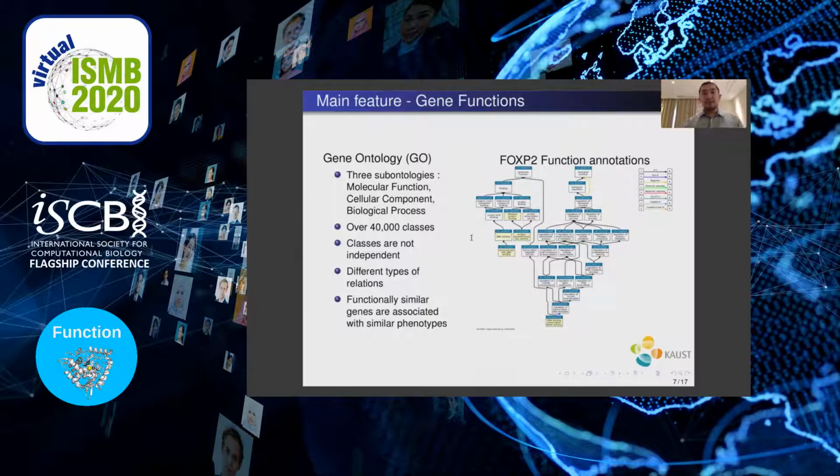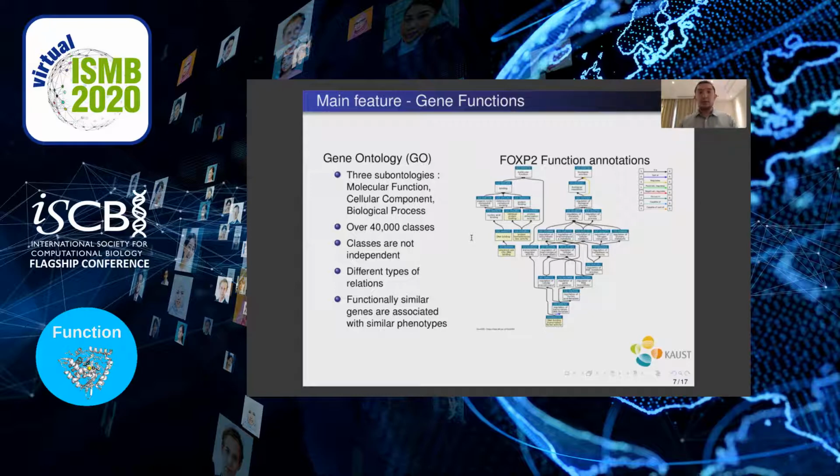Our main feature in our model is gene function. Gene functions are described using an ontology called gene ontology. Gene ontology has three sub-ontologies: molecular function ontology to describe chemical activities of a gene, cellular components ontology, which describes the locations where a gene can be active, and a biological process ontology, which describes processes that a gene can contribute to.